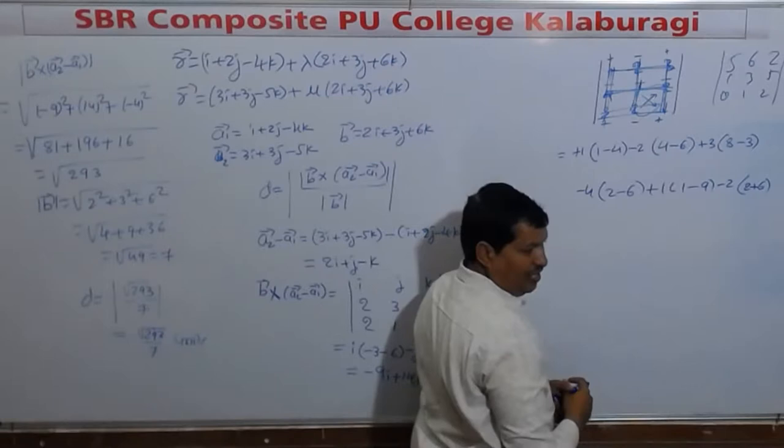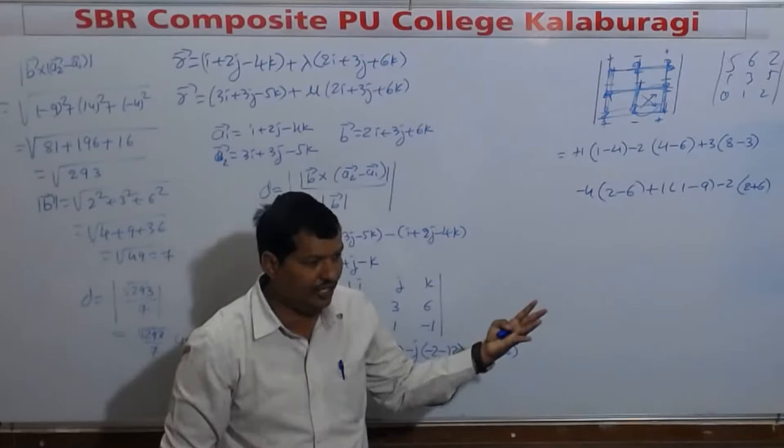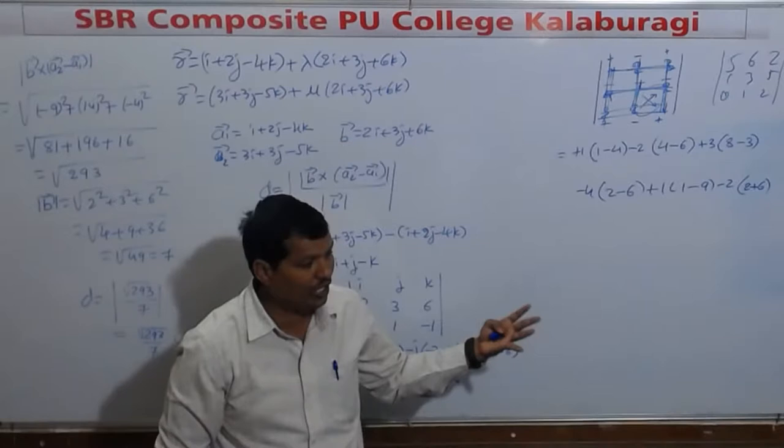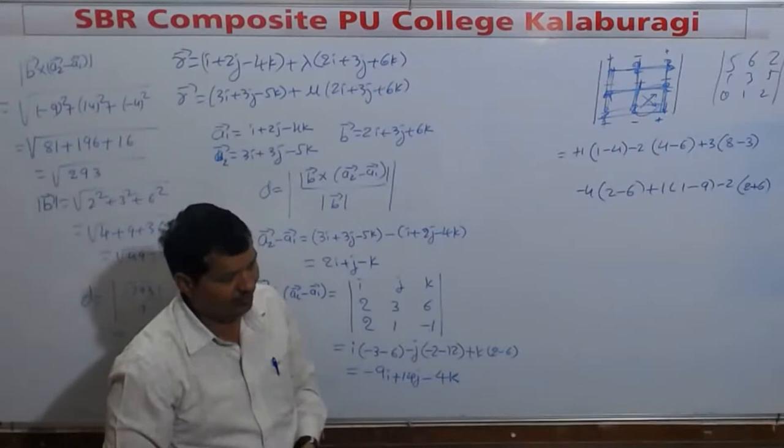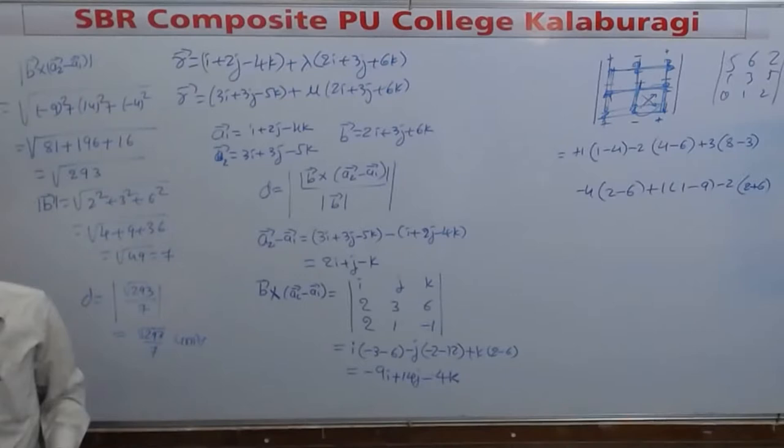It means you can evaluate the determinant along any row or any column. You have 3 rows and 3 columns: first row, second row, third row, first column, second column, third column. Usually you expand the determinant along the first row. Okay, this is the answer. Next, this is the only example given in the textbook based on the distance between two parallel lines.